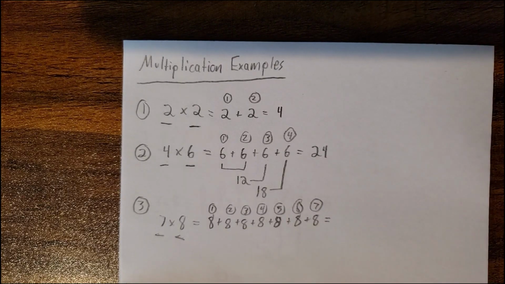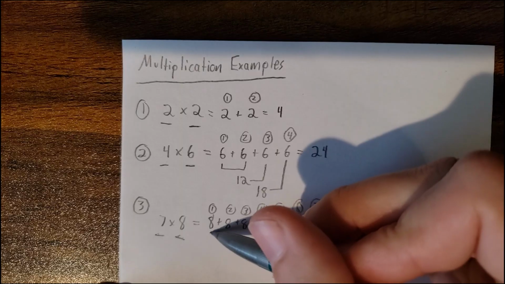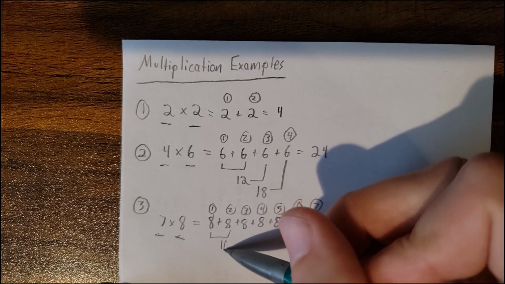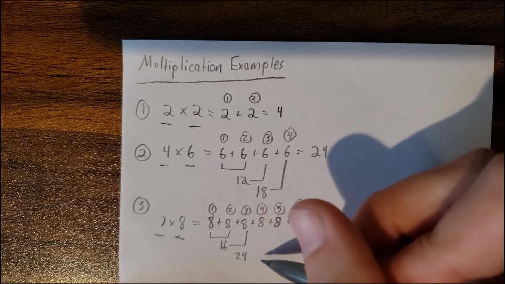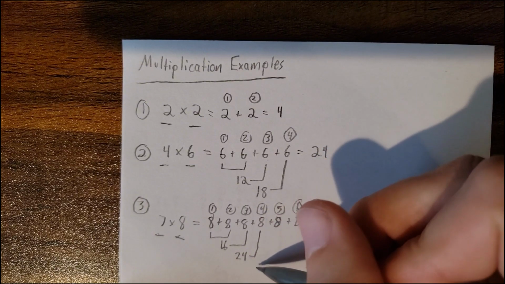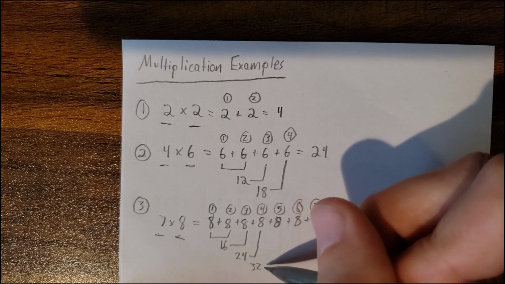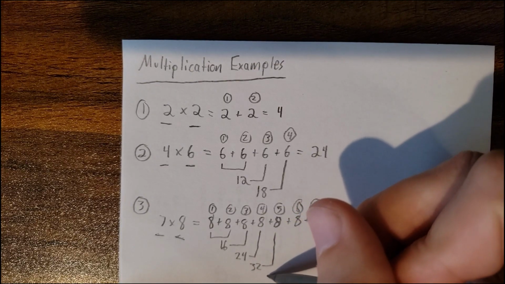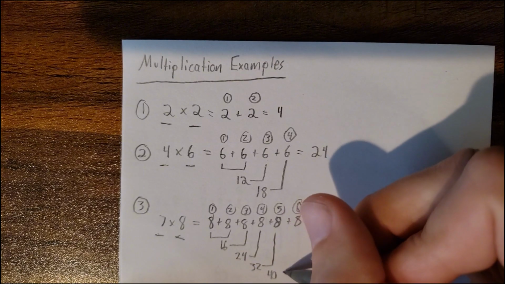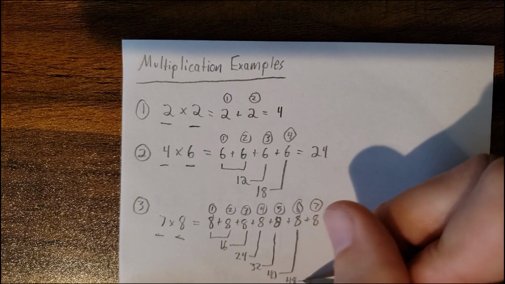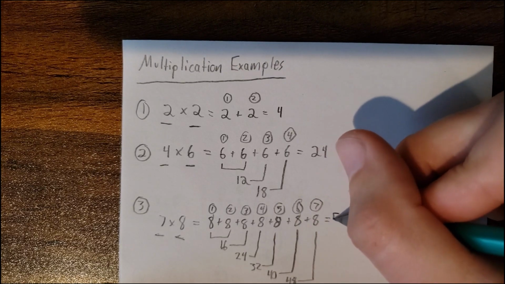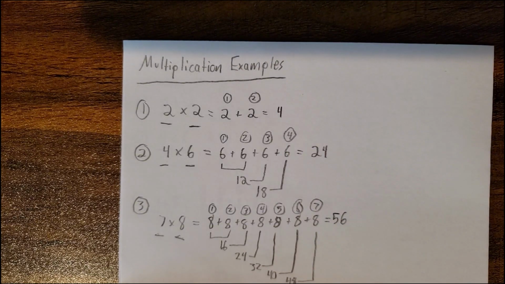So when we get to the addition on this, we have 8 plus 8 is 16. 16 plus 8 is 24. 24 plus 8 is 32. 32 plus 8 is 40. 40 plus 8 is 48. 48 plus 8 is 56.